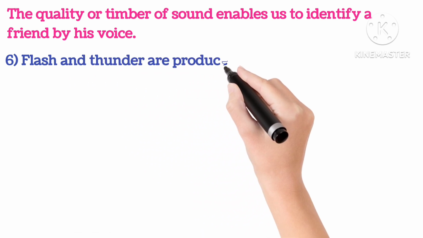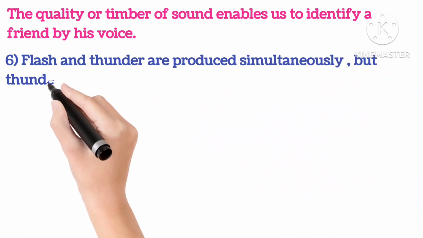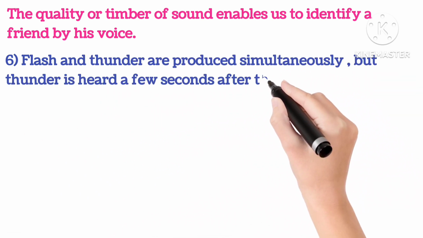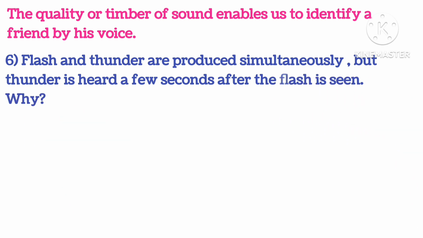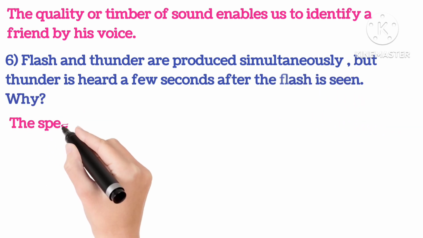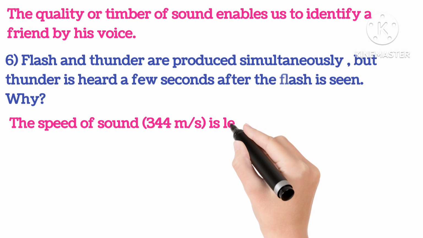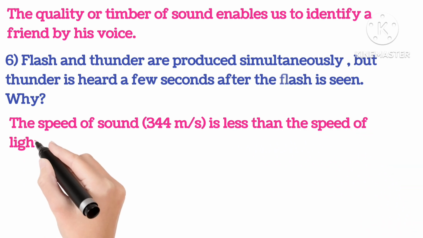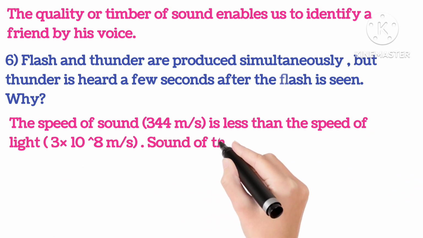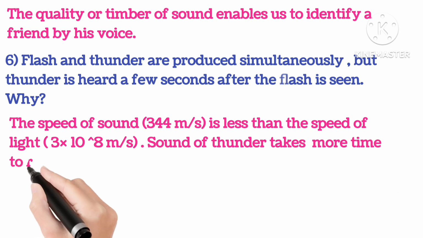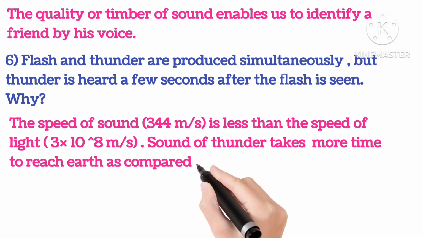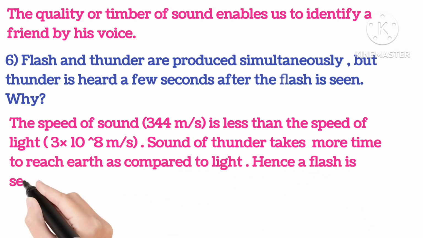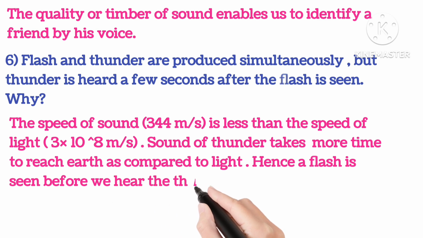Sixth, a flash and thunder are produced simultaneously, but thunder is heard a few seconds after the flash is seen. Why? The speed of sound, 344 meter per second, is less than the speed of light, which is 3 into 10 to the power 8 meter per second. Sound of thunder takes more time to reach the earth as compared to light. Hence, a flash is seen before we hear the thunder.